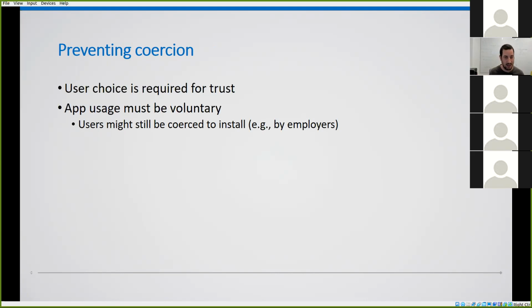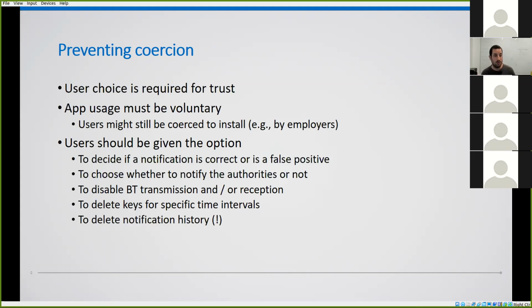Another bill talked about it in Israel, and I was very glad to hear that they decided to drop this type of mandate. However, users still might be coerced to install a specific application, for example, by employers that might want to check that when I go to work, the app is installed on my phone. So even if a user installs this application, we still must give him a lot of options. For example, we want to give him the option to decide if a specific notification is correct or not. We want him to choose whether to notify the authorities or not, and to be able to disable Bluetooth transmission or reception for specific time periods, to delete his own cryptographic keys or messages that were sent for specific time intervals, and also to delete notification history.